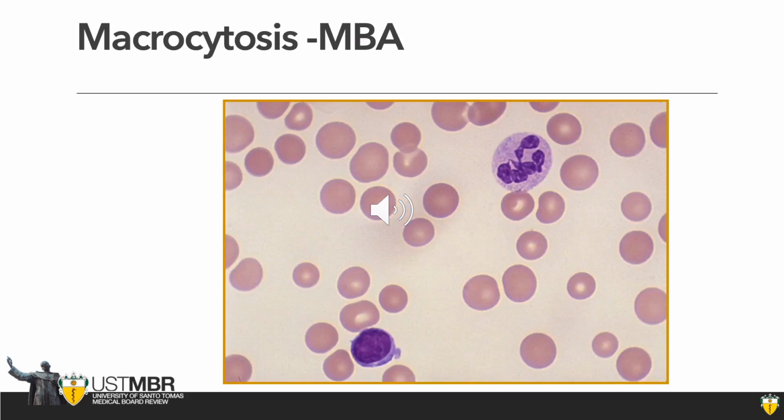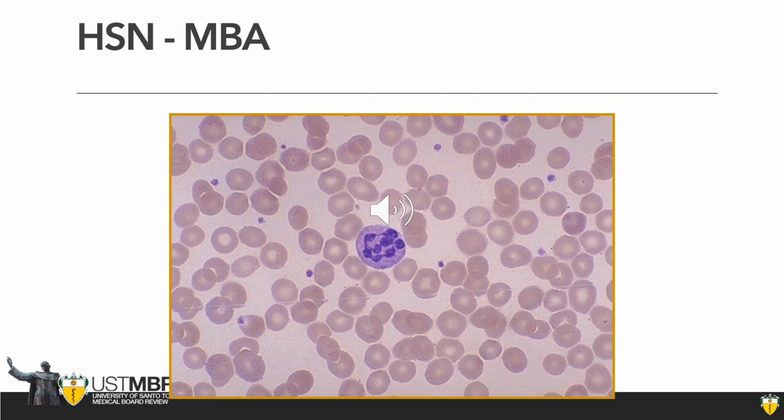On peripheral blood smear, you can see these big red blood cells here. They are varying in size, and then you can see a segmenter here with a lot of nuclear lobes or nuclear segments. You call it a hypersegmented neutrophil, which is seen in vitamin B12 or folic acid deficiency. This is another example of hypersegmented neutrophils. You have 1, 2, 3, 4, 5, 6, 7, 8 segments, and usually the normal would be 3 to 5 only.